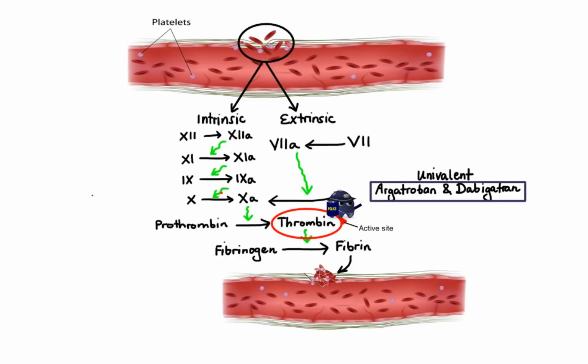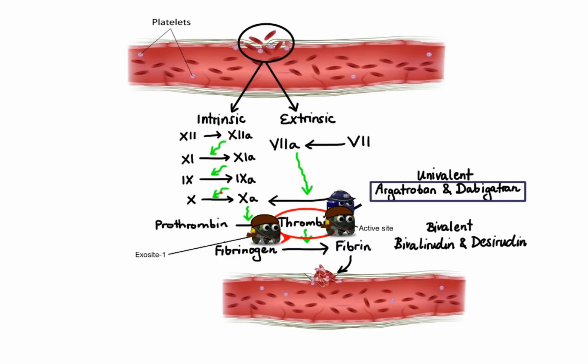The second class are bivalent direct thrombin inhibitors, which bind to both the active site and the exosite 1, that is, the fibrinogen binding site. This bivalent binding contributes to their high affinity and high specificity for thrombin. Examples of drugs that belong to this class are bivalirudin and desirudin.